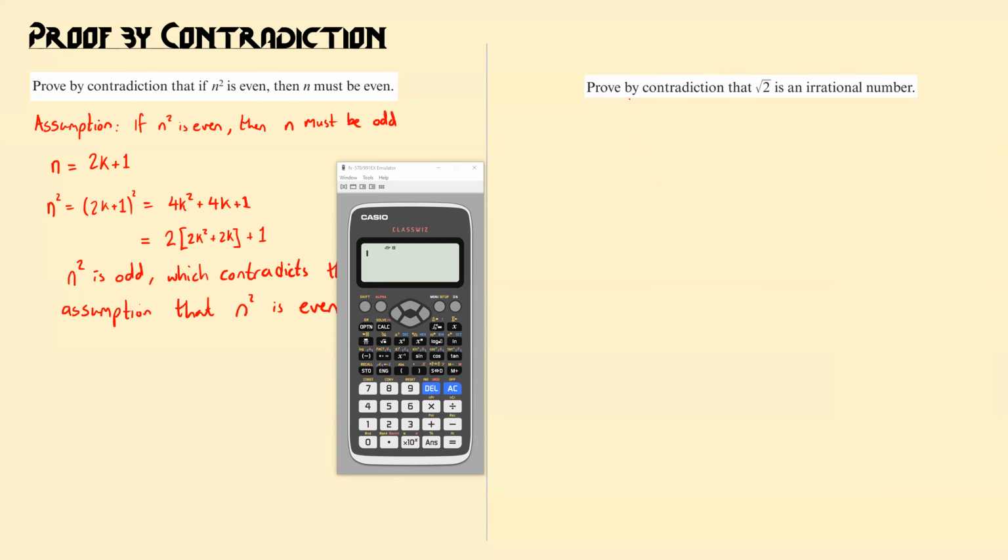So here we want to prove by contradiction that root 2 is an irrational number. So our assumption is going to be that it's not an irrational number, or in other words, it is a rational number. So our assumption is root 2 is a rational number. We're just going for the direct opposite of what was originally stated. So if this is true, this means that root 2 can be written as a divided by b for some numbers a and b.